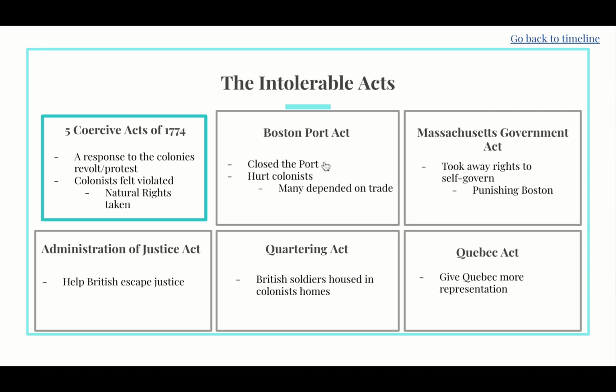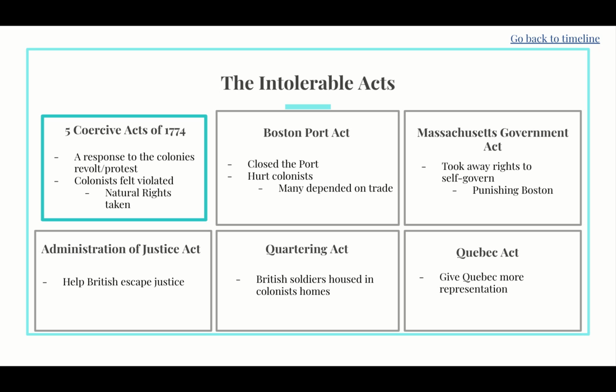Next we have the Intolerable Acts, which are also known as the Coercive Acts of 1774. After the Boston Tea Party, Parliament came up with the 5 Coercive Acts, or the Intolerable Acts. The first act was the Boston Port Act, which closed the Boston port until the British East India Company was paid for all the lost tea, and this hurt a lot of people who depended on trade. Another act was the Massachusetts Government Act, which took away many rights of self-government and punished Boston to try to force it out of resistance.